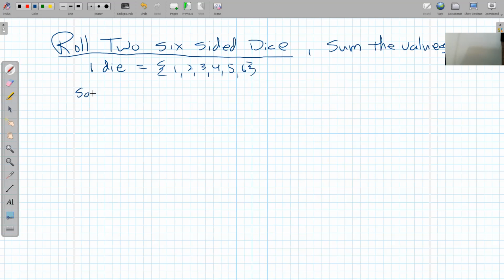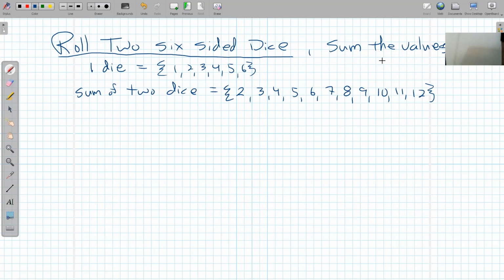So for the sum of 2 dice, well, if they both got the lowest number, the lowest sum we would get is 2. If they both got the highest number, the highest I would get is a 12. So I think the sample space for the sum of 2 dice would be 2, 3, 4, 5, 6, 7, 8, 9, 10, 11, and 12. So I've got 1, 2, 3, 4, 5, 6, 7, 8, 9, 10, 11 possible outcomes when I roll 2 dice and I add up the values that I see.